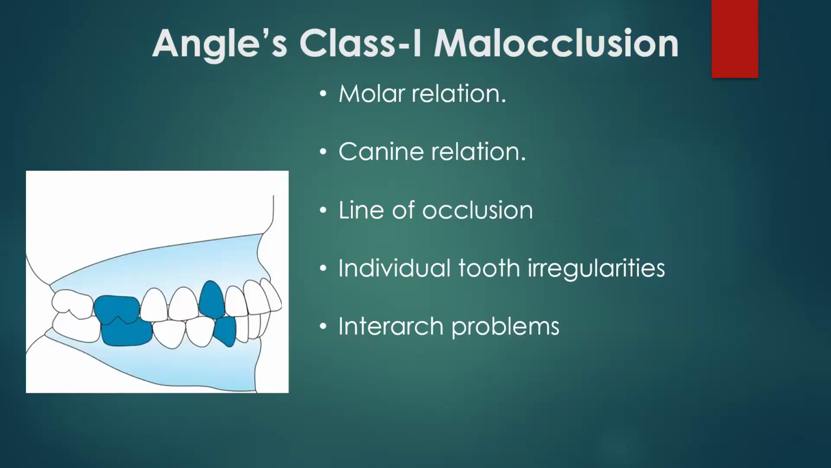In class 1 malocclusion, each class of malocclusion is defined based on the molar relation, canine relation, and line of occlusion. The molar relation, as we've seen before, is when the mesiobuccal cusp of the upper occludes with the buccal groove of the lower in class 1. In canine relation, the mesial incline of the upper or maxillary canine will occlude with the distal incline of the lower canine. And line of occlusion in class 1 malocclusion will be altered. That is, there will be individual tooth irregularities or certain inter-arch problems. That is class 1 malocclusion.